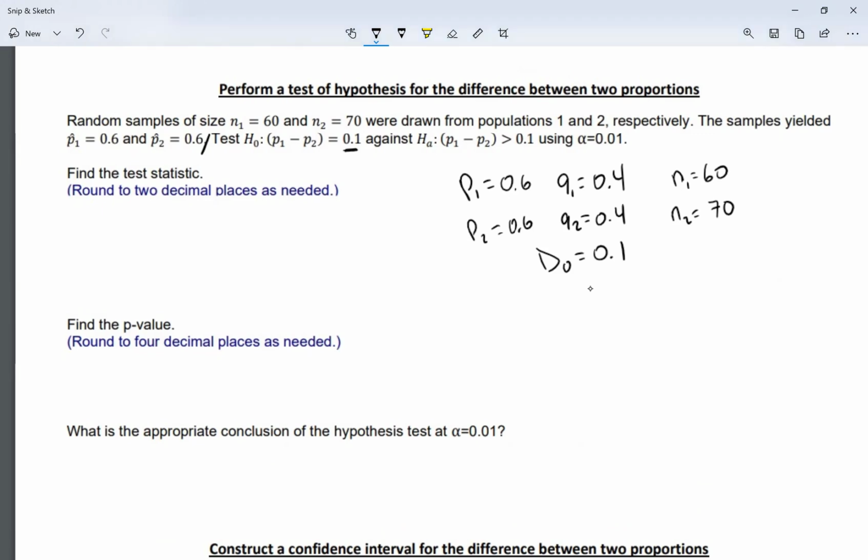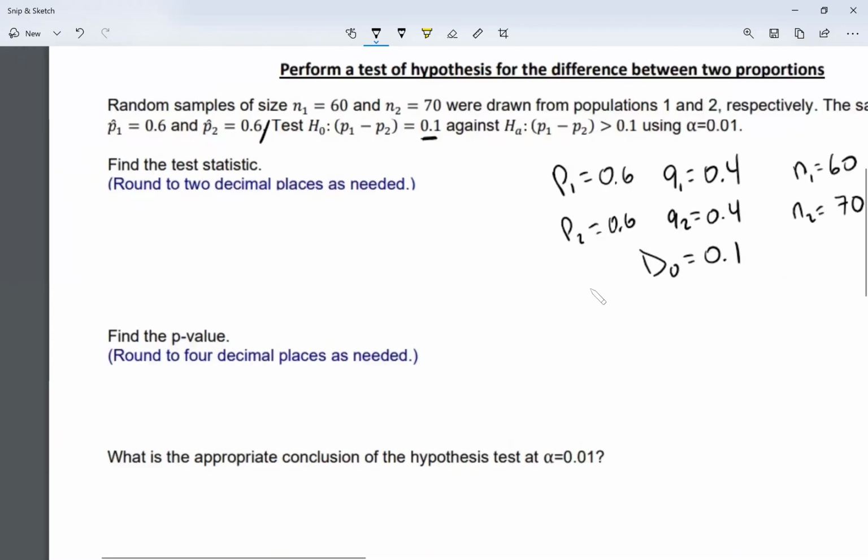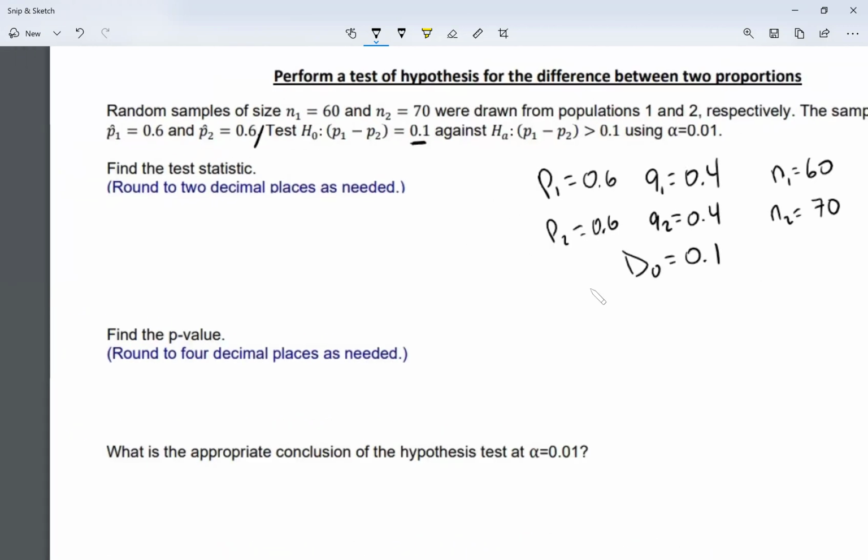Now, let's take a look at the formula I'm going to use to find my test statistic. Be careful how you type it. It's going to look like a funky formula, so be careful when you type this, okay? First of all, I'm going to go p1 hat minus p2 hat, and put this inside parentheses. So p1 hat minus p2 hat, minus my difference of my null hypothesis, over. So this is going to be over a fraction.